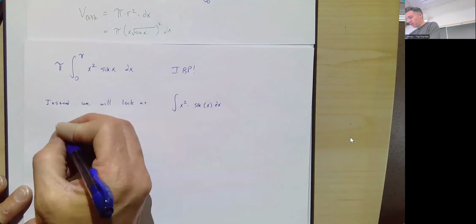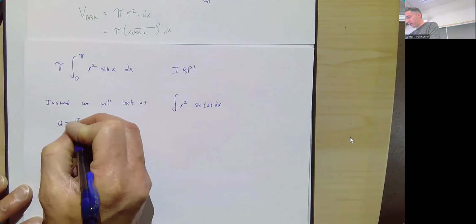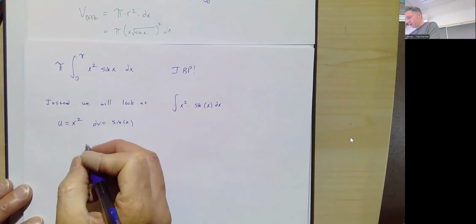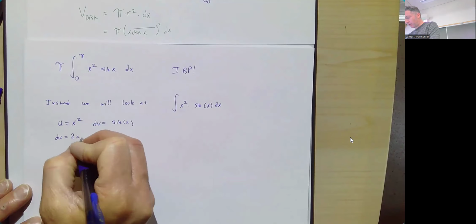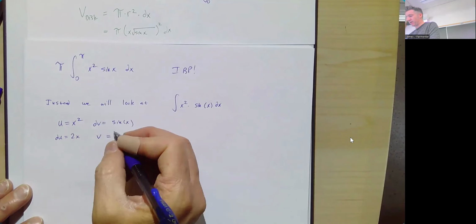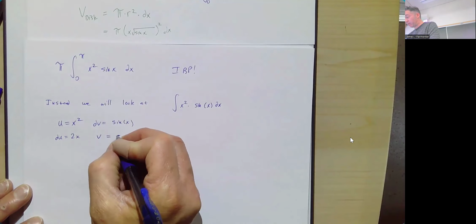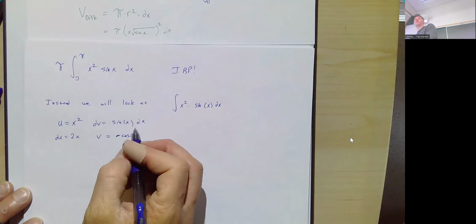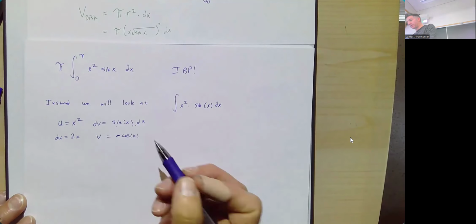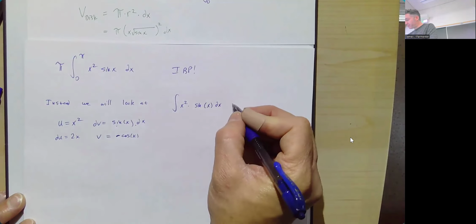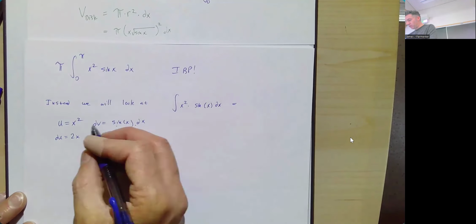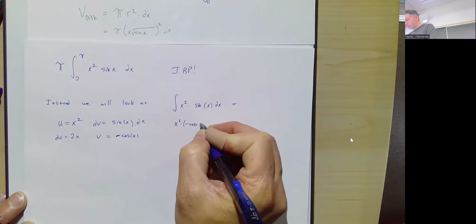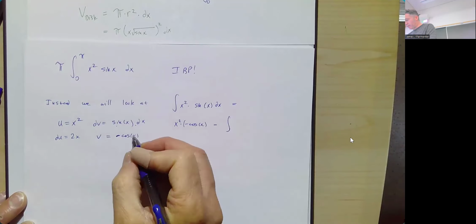Okay, so we're going to let u equal x squared. dv is going to be the rest. Our du is 2x. Our v is the antiderivative of sine of x, which is negative cosine of x. I did forget the dx up here. dv is the entire rest, so dv is sine of x dx. So then this integral is going to be equal to u times v, so x squared times negative cosine of x, minus the integral of v du.